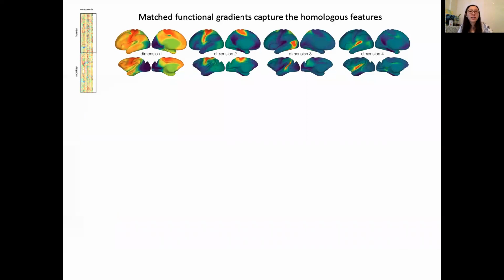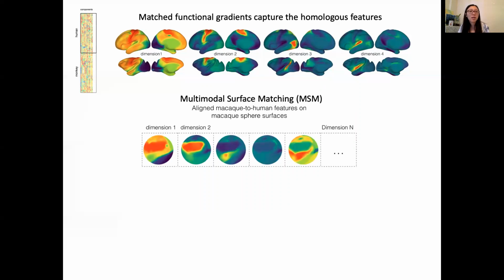One thing I didn't really include in the animation is the surface matching process. Let's recall these gradients for a second. Once we put the gradient on the surface, we can actually align the gradients, use this gradient as a cortical feature to align them in MSM, the multimodal surface matching.